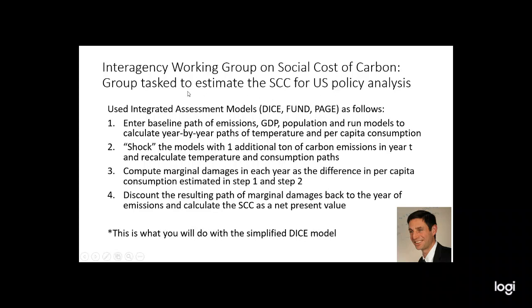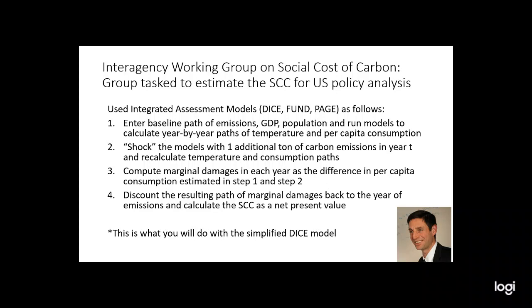Here's how they did it. They used the three integrated assessment models that we looked at: DICE, FUND, and PAGE. Step one is you enter a baseline path of emissions, GDP, population, etc., and you run the models to calculate year-by-year paths of temperature and per capita consumption. So we're going to do that. That's just the baseline, what the model comes out of the box looking like.